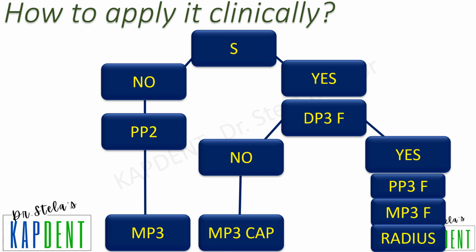First and foremost step is to identify the ossification of the sesamoid bone, if it is present or not. If it is absent, then you look for the widening, that is widening in PP2 followed by widening in MP3. If the ossification in the sesamoid bone is present and visible, then you look for the fusion in DP3 and you progress as follows. If DP3 fusion is absent, you look for capping in MP3, and if fusion in DP3 was present, then you move in the following sequence, that is you look for fusion in PP3 followed by MP3 and finally radius.